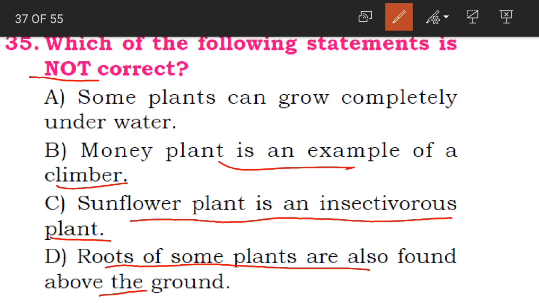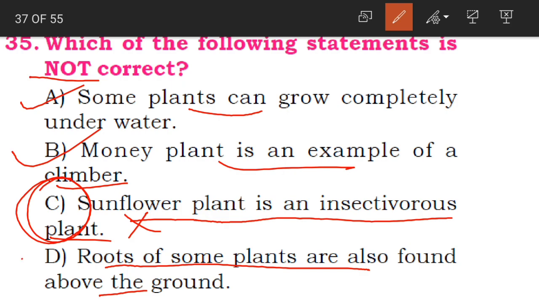So which is not correct from this? Some plants can grow completely underwater. A option is also correct. Like what type of plants are there? Aquatic plants. Now second one, money plant is a climber. That is also correct. Sunflower plant is an insectivorous plant. Is it true children? No, it is not an insectivorous plant. So that is why this statement is wrong. So our correct answer is C option.